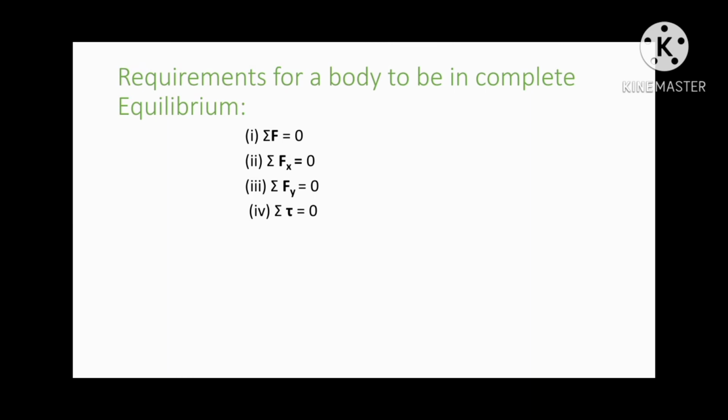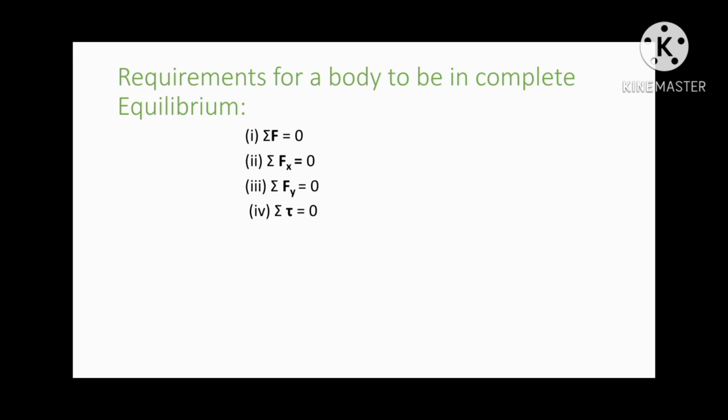Now we are going to discuss the requirements for a body to be in complete equilibrium. I mean such an equilibrium in which both the conditions of equilibrium, first and second, are fully satisfied, and the body has no linear acceleration as well as angular acceleration, and the body is in translational equilibrium as well as rotational equilibrium. So here we have 4 points. We shall discuss them one by one.